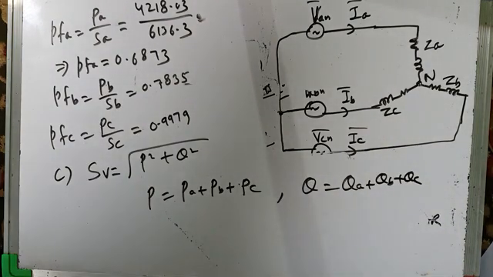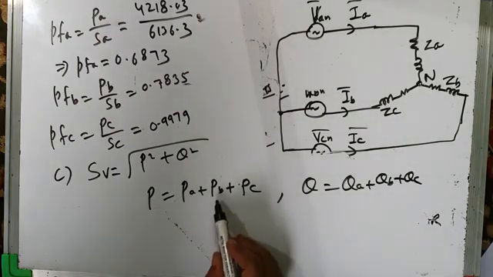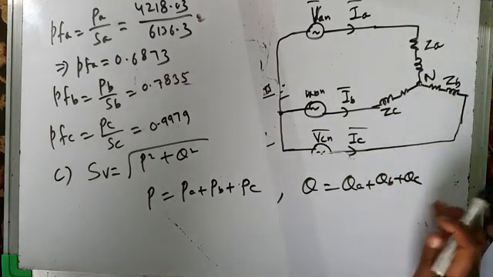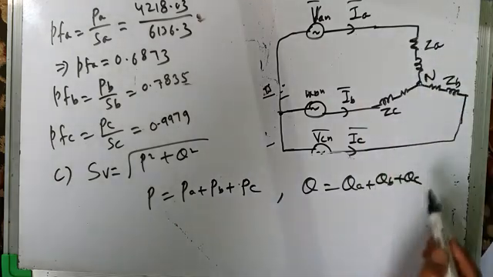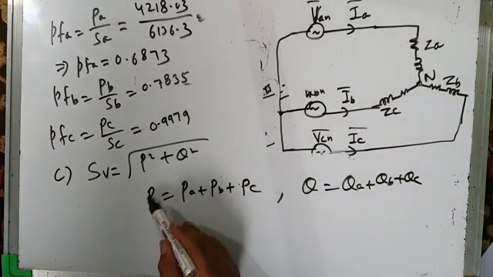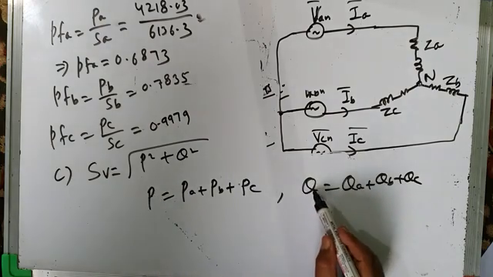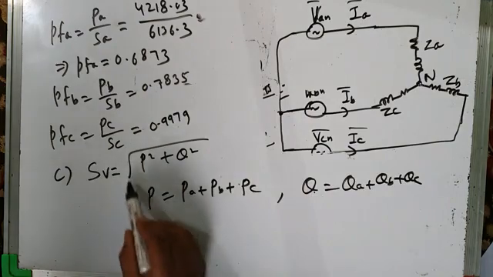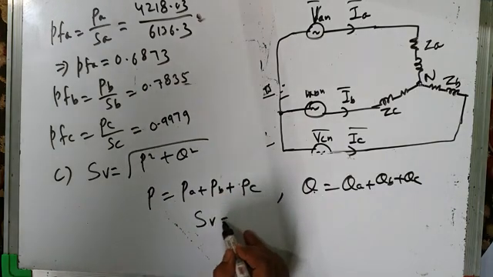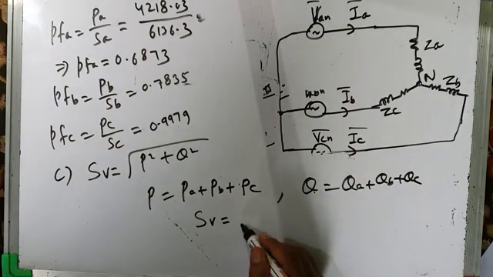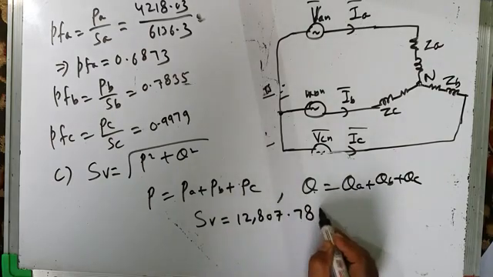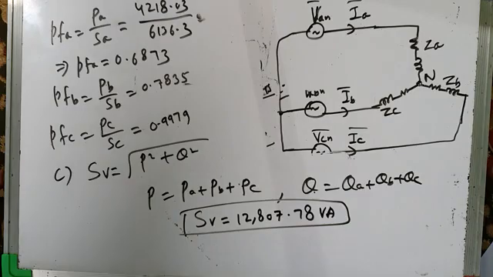You just few minutes back we have calculated PA, PB, PC, that is real powers carried by the 3 phases, and we have also computed reactive powers carried by 3 phases, QA, QB, QC. इनको add कर लीजिए. So this will give you total active power of 3-phase system, and this will give you total reactive power of 3-phase system. Okay, उससे आपको vector apparent power पता चलेगा. So under root of P square plus Q square will give you vector apparent power, and as per my calculation that comes out to be 12,807.78 VA. This is the vector apparent power.